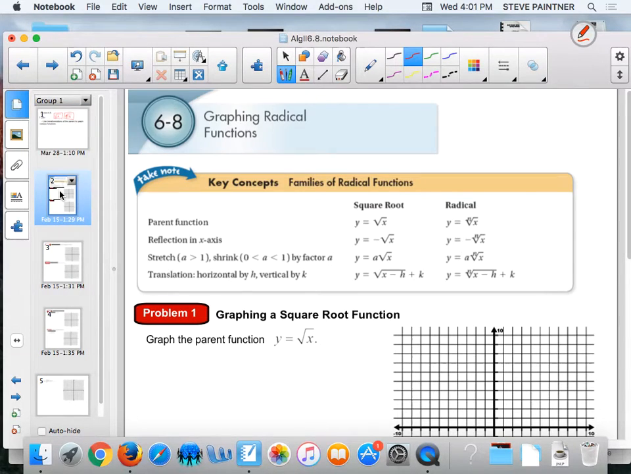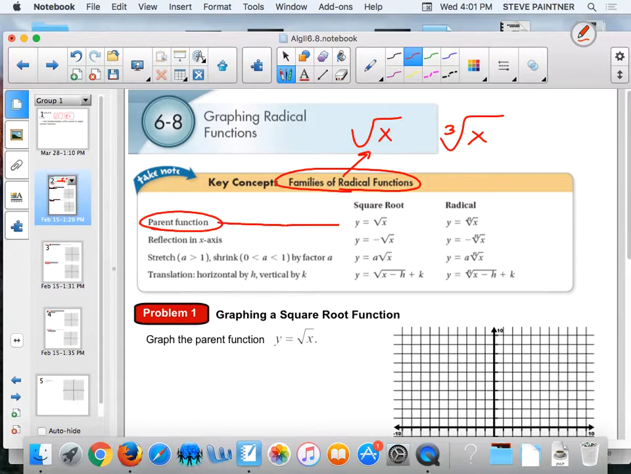Here we go. Hopefully you've got your notes out, you're ready to go. All right, so families of radical functions. The radical functions, again, we are talking about the square root of x as the parent function and the cube root of x as the parent function. Right down here it does say the parent function is the square root of x. Over here it says the nth root of x. To be honest, we're not going to do anything bigger than the cube root. So basically the cube root and the square root are what we're looking at.